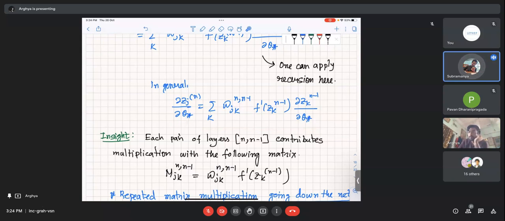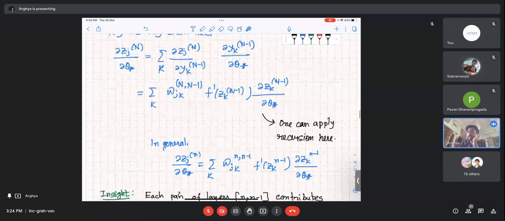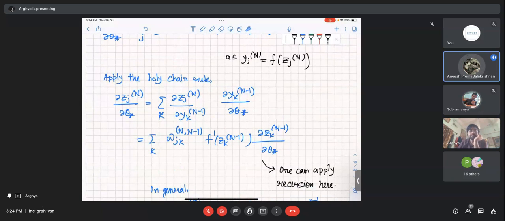At some point it should stop, right? Because theta star would have occurred after some point. Yes, I will go there. Don't worry. What exactly was theta star again? Theta star is some variable, some weight or bias somewhere in the network. I haven't specified where that is yet. It can be anywhere.